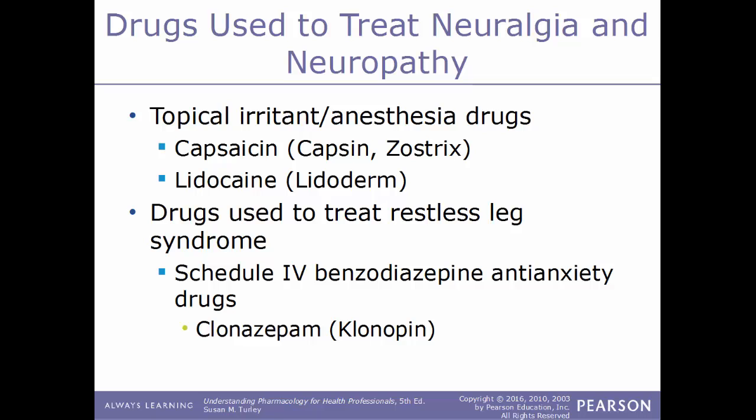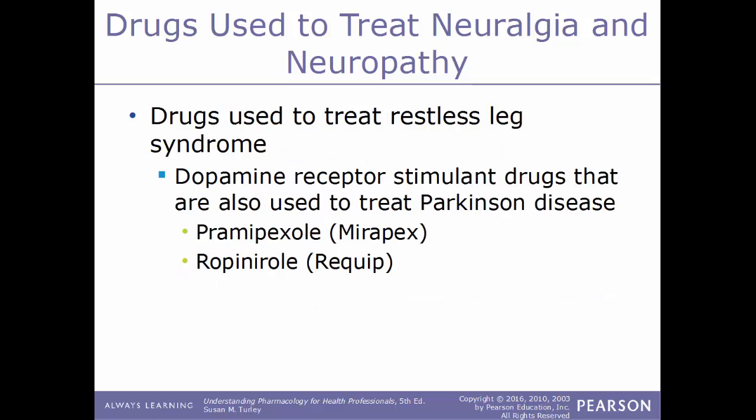When it comes to drugs that are used to treat restless leg syndrome, there are two main kinds. One is a Schedule IV benzodiazepine anti-anxiety drug, such as clonazepam, also known by the trade name Klonopin. Another kind could be dopamine receptor stimulant drugs that are also used to treat Parkinson's disease, such as pramipexole, also known by the trade name Mirapex, and also the drug ropinirole, known by its trade name Requip.